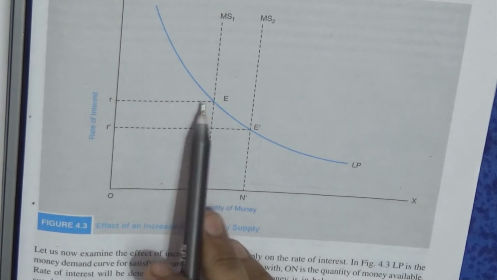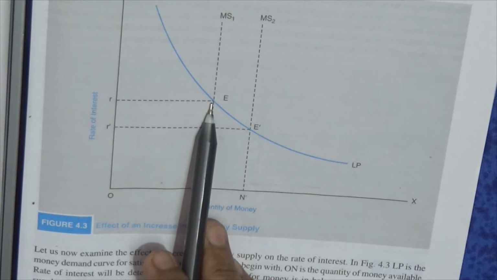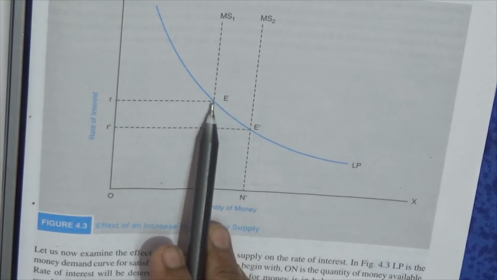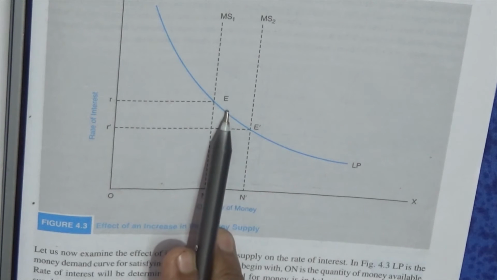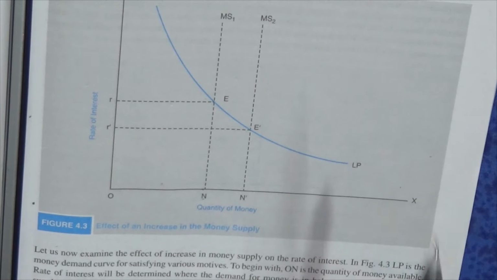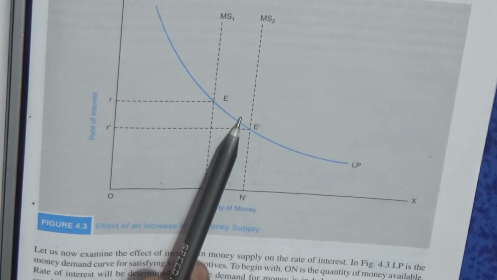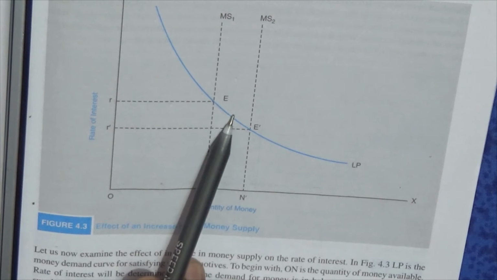Quantity of money available at OR, rate of interest. This is an equilibrium point. Hence money supply is increased. How do you think that the money supply is increased? The money supply is increased by the central bank by buying securities.